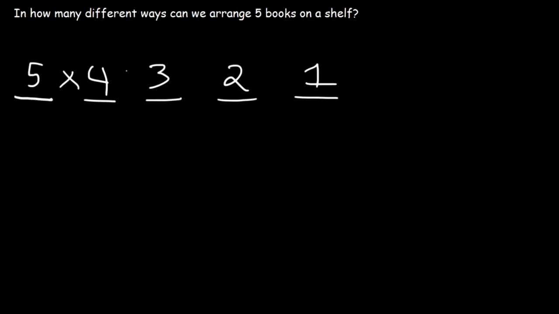So it's going to be 5 times 4 times 3 times 2 times 1. And that's another way in which you could solve these problems. 5 times 4 is 20. 3 times 2 is 6. 2 times 6 is 12, and 20 times 6 is 120.